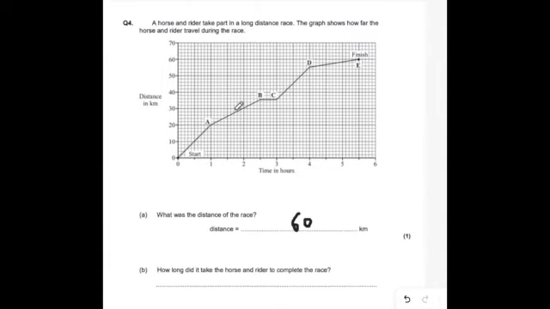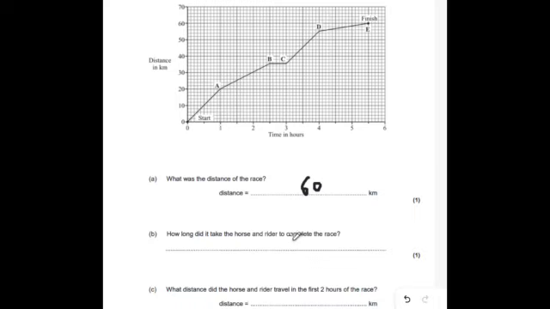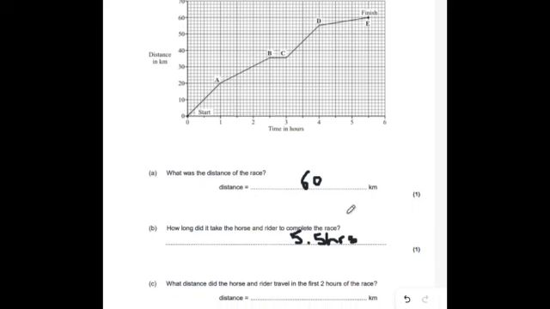How long did it take for the horse and the rider to complete the race? So finish line, you go down to the bottom. That took 5.5 hours, or you say 5 hours 30 minutes. You just need to make sure in an exam situation you specify the units. You couldn't just say 5.5 because 5.5 what? It could be 5.5 horses, 5.5 cups of water. Make sure it's 5.5 hours.